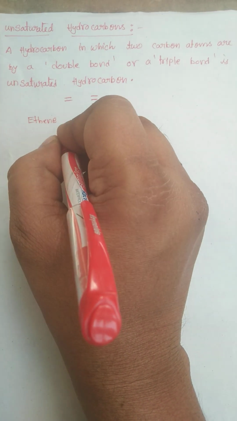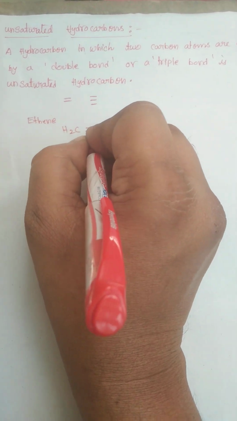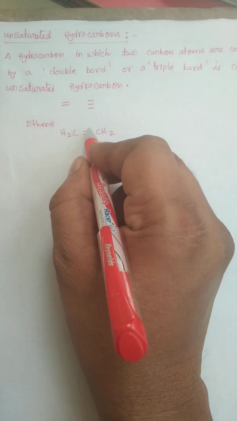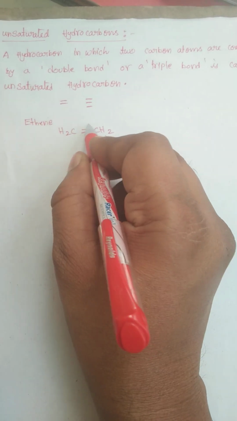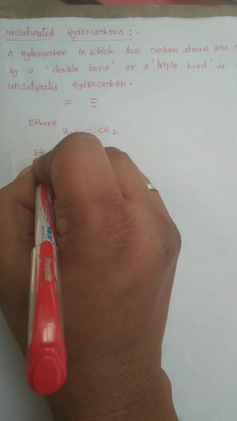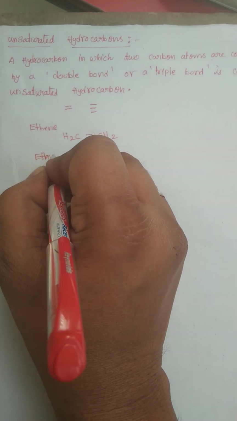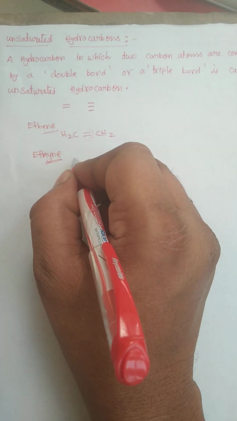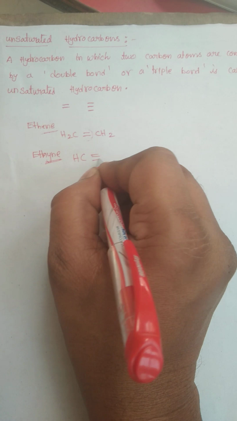Okay, so that is H2C double bond CH2. They are connected by a double bond here. This is called a double bond: one bond, two bonds. Next, ethyne. See, this is "ene" and this is "yne". For example, HC triple bond CH.